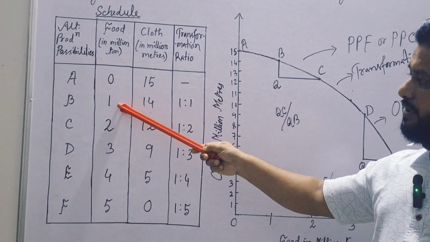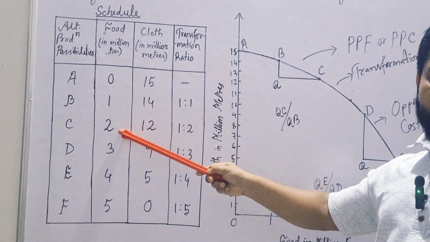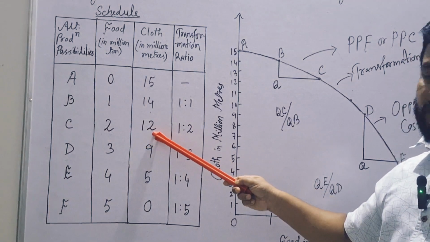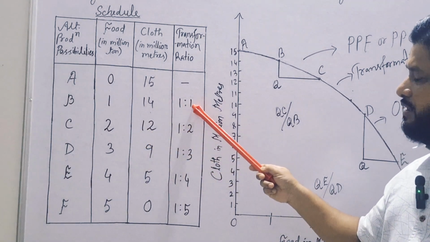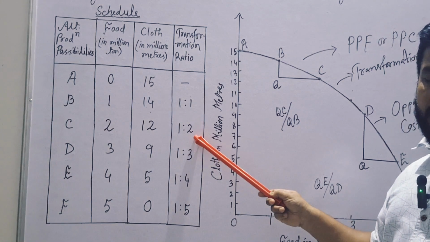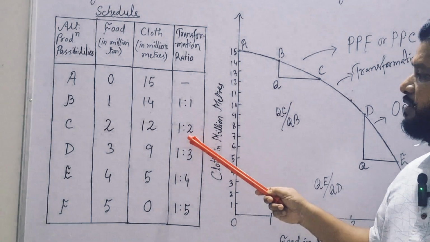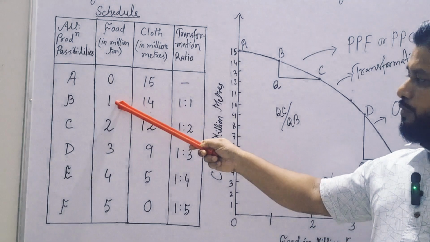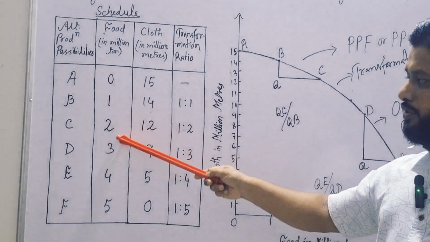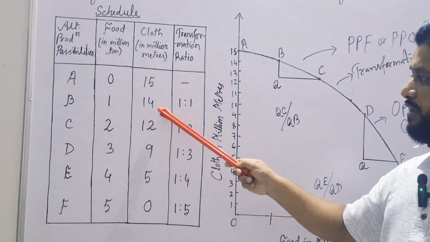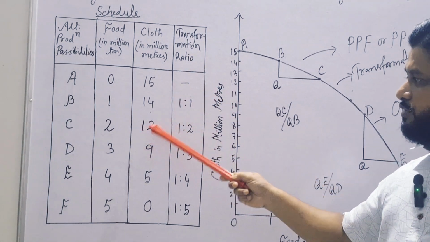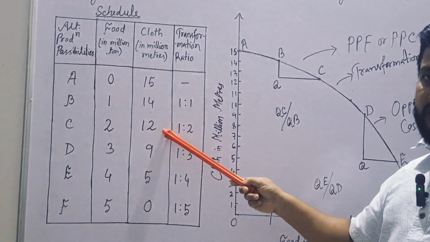Similarly, if the country wants to increase one more unit of food, then it has to sacrifice more than before. Previously, it sacrificed 1. Now it should sacrifice 2 million meters of cloth. For producing 1 more million ton of food, that is 2, the country has to sacrifice 2 million meters of cloth, that is, it will reduce to 12.